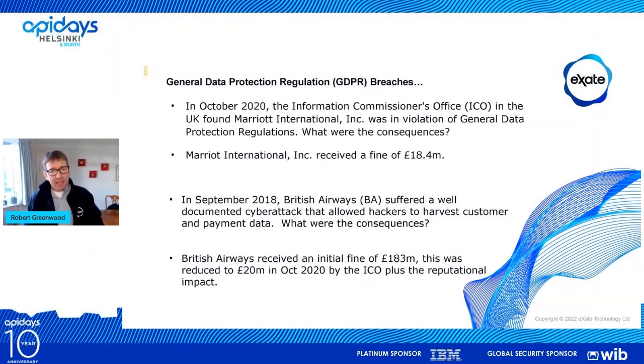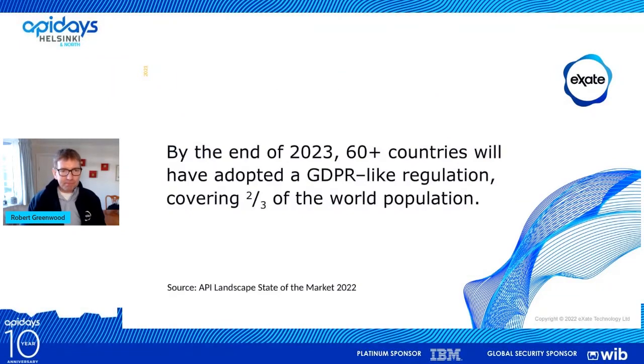In September 2018, BA suffered a well-documented cyber attack that allowed hackers to harvest customer and payment data. You've read ahead already. British Airways received an initial fine of £183 million. That was the biggest fine that had ever been levied for this type of breach. It was reduced to 20 million. That's still pretty eye-watering, right? Plus the reputational impact on BA. In my opinion, BA has never really got over this breach.